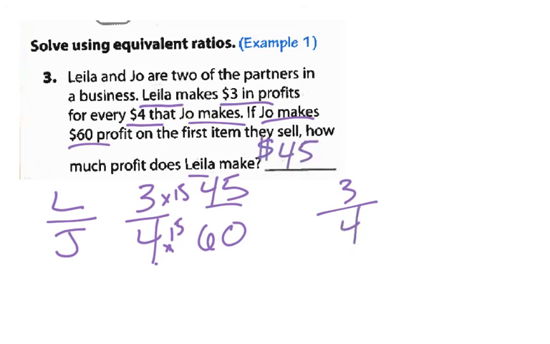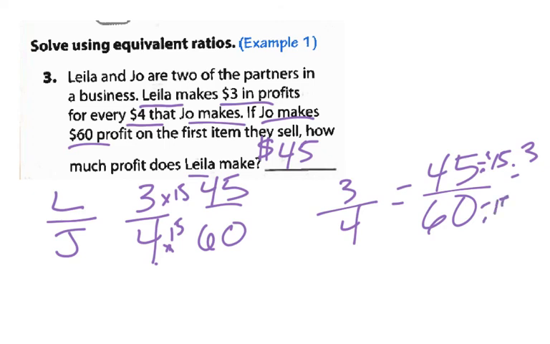So 3 over 4 is going to be equal to 45 over 60. Another thing we can do is reduce 45/60ths to see if the simplest form is 3/4. Well, 15 goes into 45 3 times. If I divide 60 by 15, I get 4. It is 3/4. So they are equal.